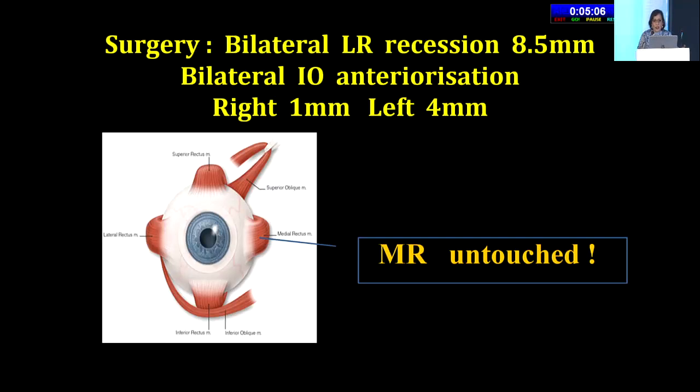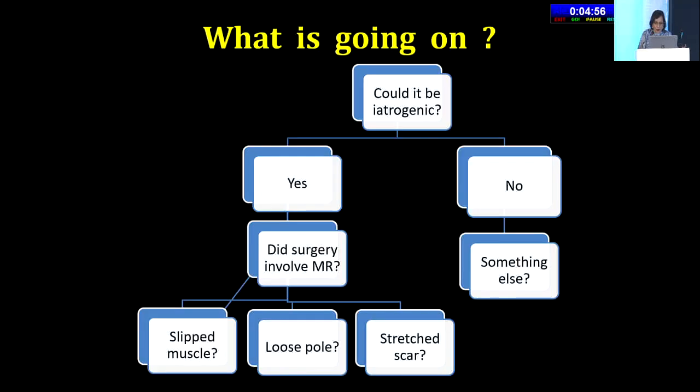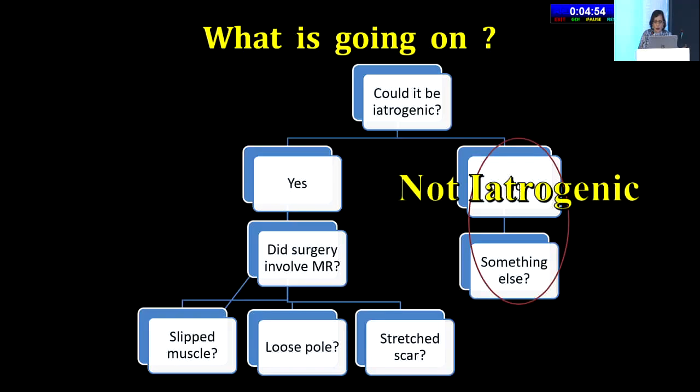We noted that we had done a bilateral lateral rectus recession of 8 with bilateral inferior obliques, and the medial rectus was untouched. In a way, you breathe a sigh of relief, but then you're worried because now what is going on? Could this be iatrogenic? No, this is not iatrogenic because the medial rectus wasn't even touched. So let's re-look at the video again.